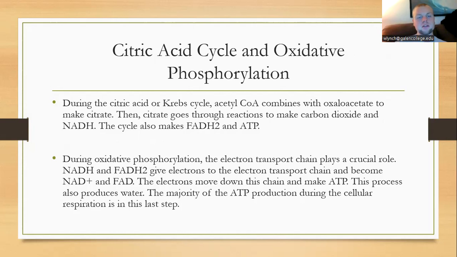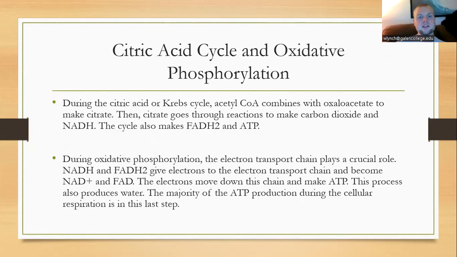Moving on from there, once we've created these products, the NADH and FADH2s that have been made are going to move on into oxidative phosphorylation, which is happening in the matrix of the mitochondria. So this is where we get the most energy. This is where we need oxygen. This is called the electron transport chain.